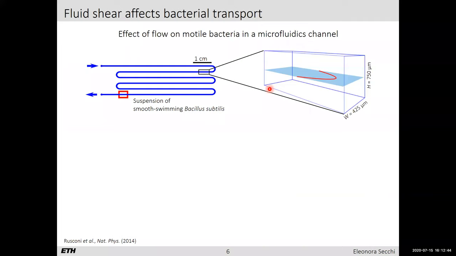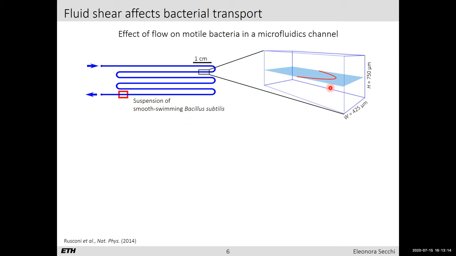Now, if we have this type of motion with a motile organism, the preferential alignment can have a strong and rapid effect on the spatial distribution of the bacteria in the flow profile. This was shown a few years ago with a microfluidic experiment by Rusconi and colleagues. Basically in this experiment, there is a Bacillus subtilis suspension in flow in a microfluidic channel where we have a Poiseuille flow profile in the observation plane.